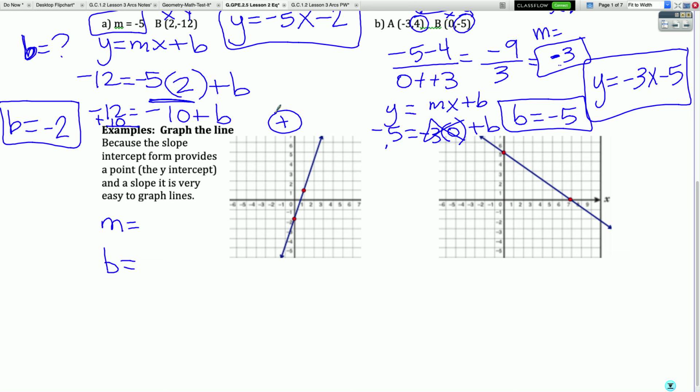So I'm going to start with the first point I come to, and I'm going to count up how many? 3. So positive 3, and I went to the right 1. So 3 over 1 I can just write as what? 3. So there's my slope. Okay, we said b stands for what? Y-intercept. So that is the point where the line crosses through the y-axis.